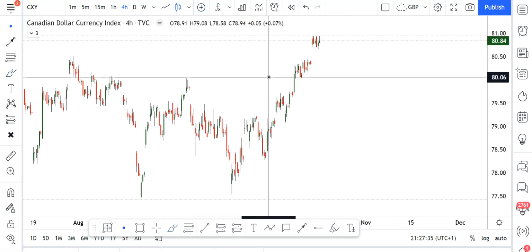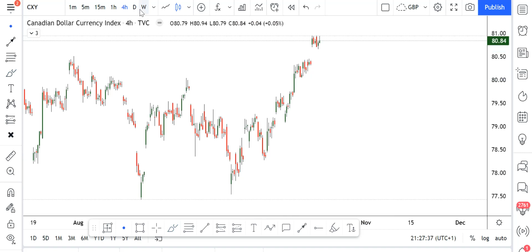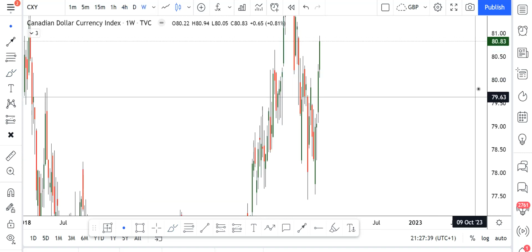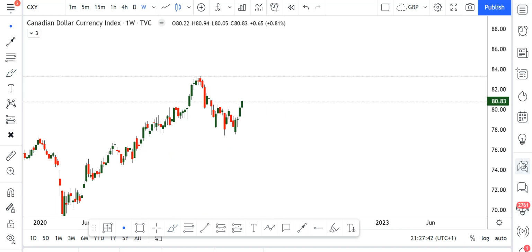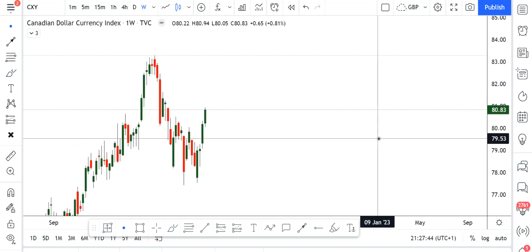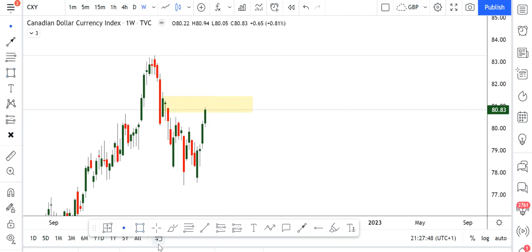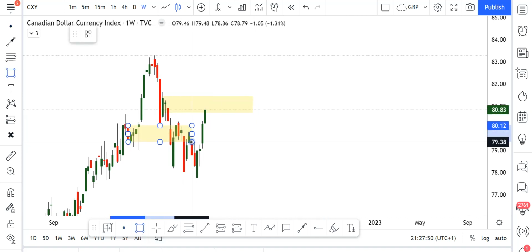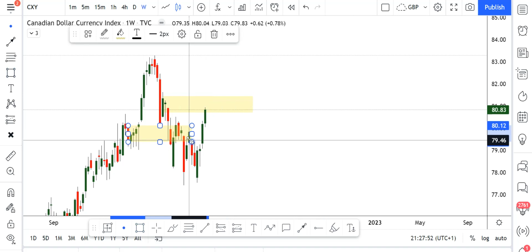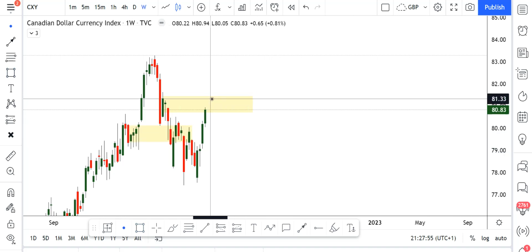Now, the next pair we're analyzing is the Canadian dollar. Let's check what the Canadian dollar has been doing so far for the weekly time frame. Looking at the Canadian dollar on the weekly, we can see that we have a supply zone here. This was the previous demand zone that was broken to the downside before price came to this supply zone.